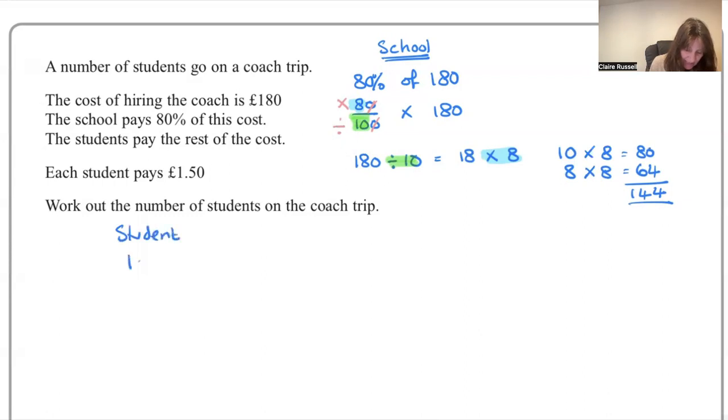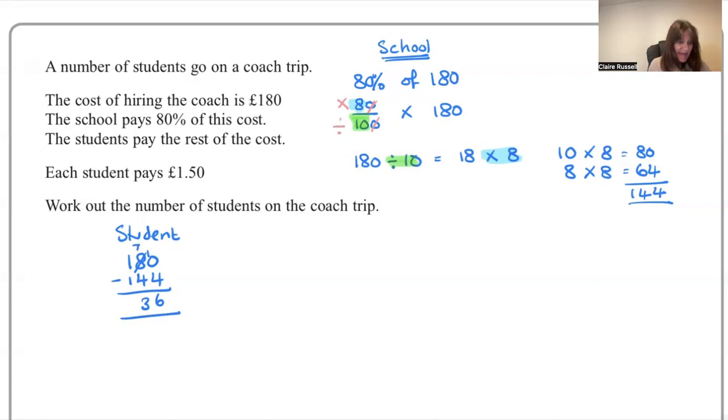is going to pay 180, take away what the school pays. Now I'm going to need to borrow. 0 take 4, I can't do, so we're going to take 1 from next door, make 10. 10 take 4 is 6. 7 take 4 is 3. And the ones kind of cancel each other out. So the students are paying £36.